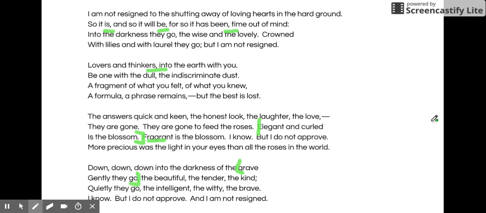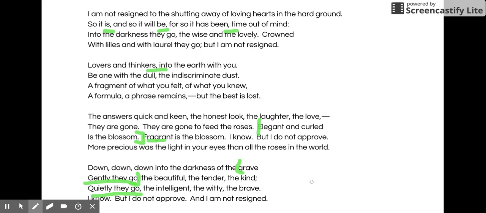Okay, so inversion is all over this poem, and I'm sure you can find more examples than what I'm going to talk about. But let's just go to the ending one. Quietly they go, gently they go. Those are both examples of inversion.